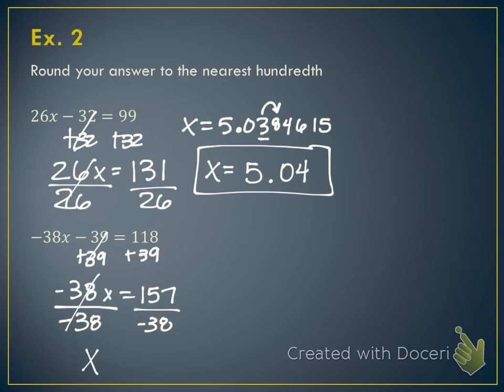Andrew? Negative 4.13157894. So this is what your calculator will tell you. They want us to round that answer to the nearest hundredth. So Darshan, what number is in our hundredth spot? 3. So I'm going to look to the 1, and what does the 1 tell me to do to that 3? Keep it the same. So my answer is negative 4.13.